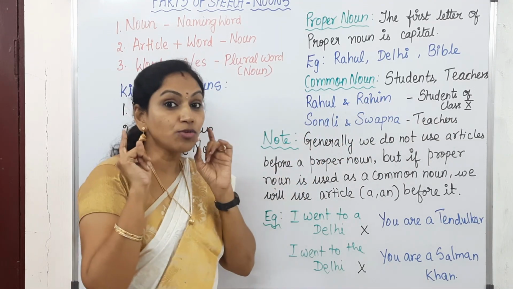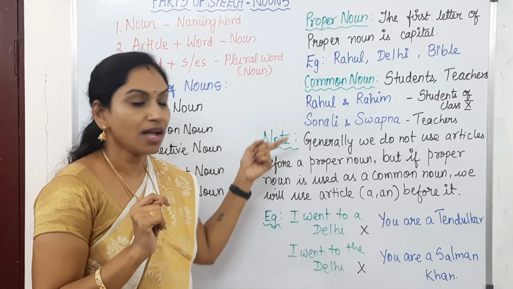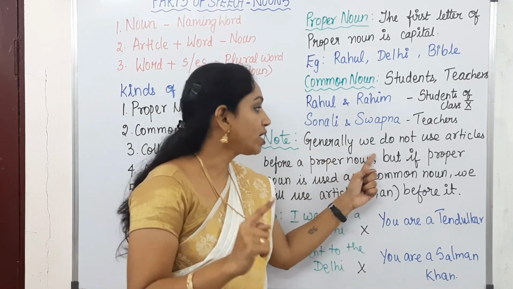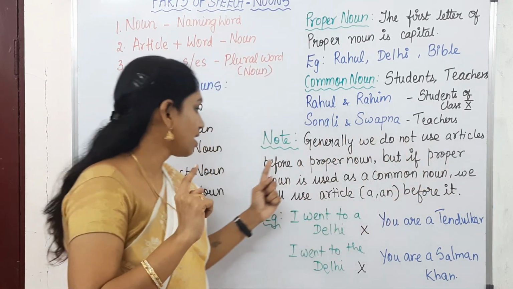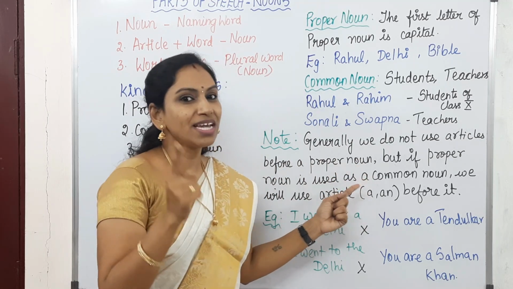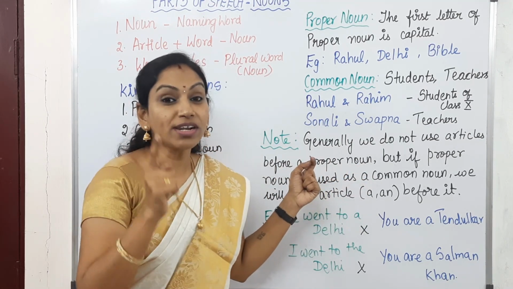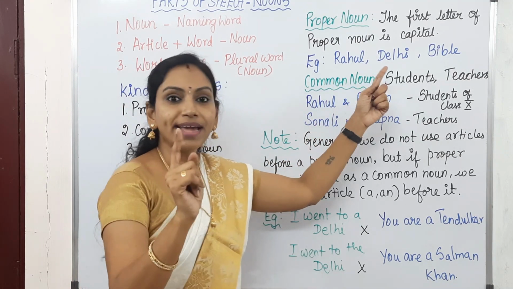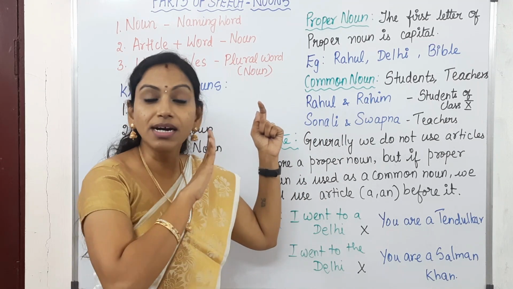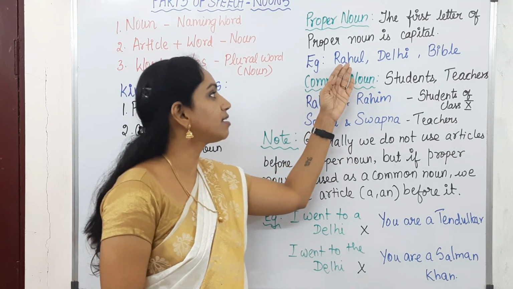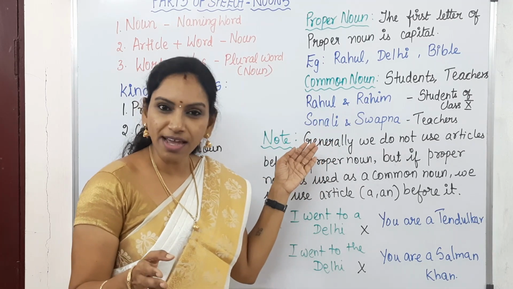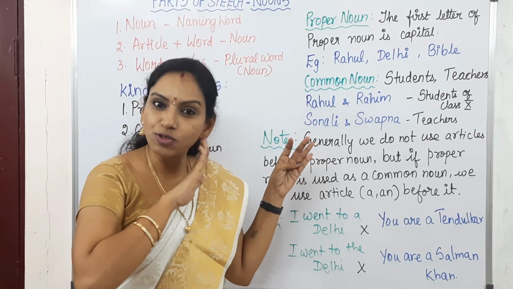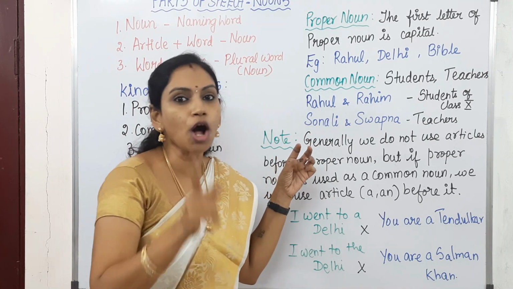But you have to note one point regarding proper noun and common noun. Generally, we don't use articles before a proper noun. Please note down, my dear friends. When you are writing a proper noun, I shouldn't say a Delhi, or a Rahul. Can you put a before a name? Definitely not. So please don't use an article before a proper noun.